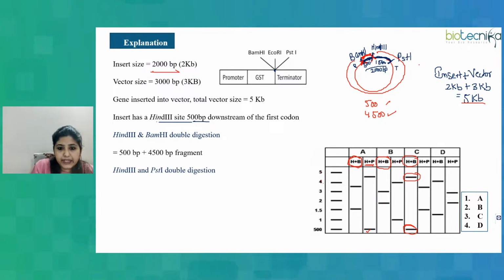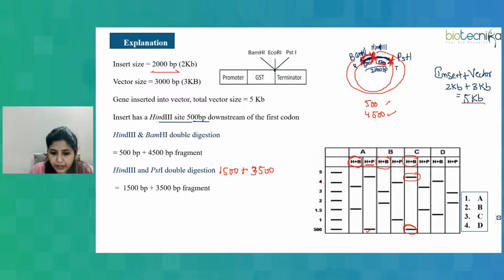So HindIII and PstI digestion. When we digest with HindIII and PstI, the enzyme will digest over here and over here. So you should get one fragment of 1500, right? And the remaining fragment will be how much? 3500. The vector backbone will be how much? 3500, right? So just see if in option C clone this is given.